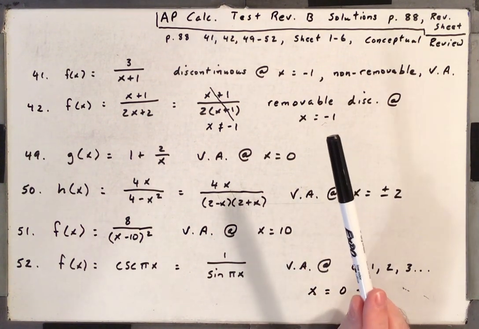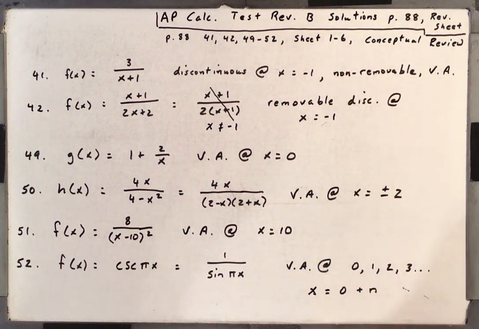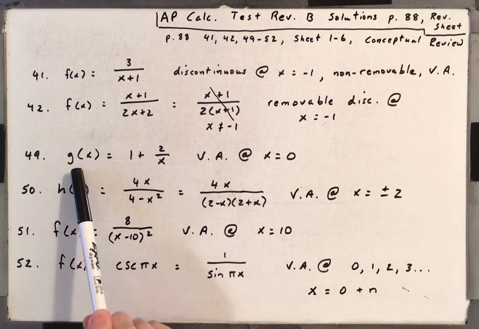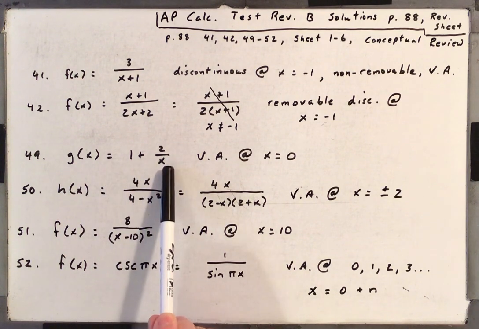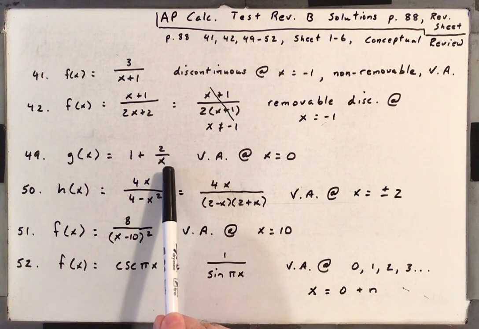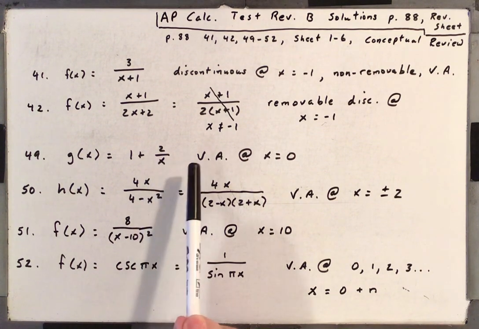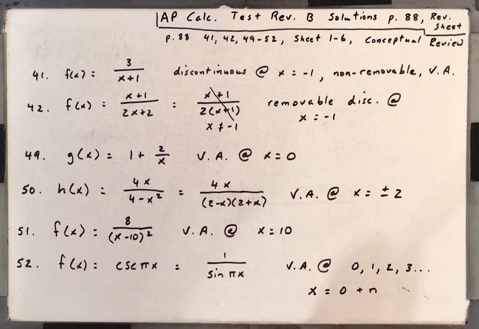Okay, the instructions on 49 through 52 are to find any vertical asymptotes. So number 49, we have g of x is 1 plus 2 over x. So what number makes the denominator 0? That's just simply, don't overthink it. It's at x equals 0 there.